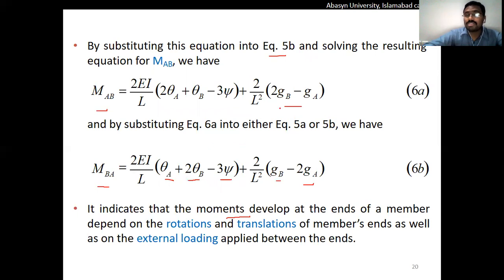One more thing that you can also infer from this equation is that if we calculate the moment MAB, we get twice the rotation at point A. And if we find out the value of MBA, we will get twice the rotation at point B. So what does this mean? This means that at the point of application of moment, we will have a maximum rotation, or twice the rotation at the point where the moment is applied, and we will have half the rotation at the other end.